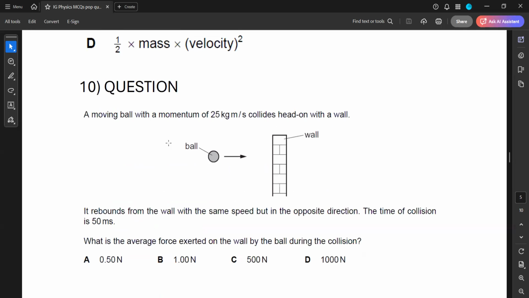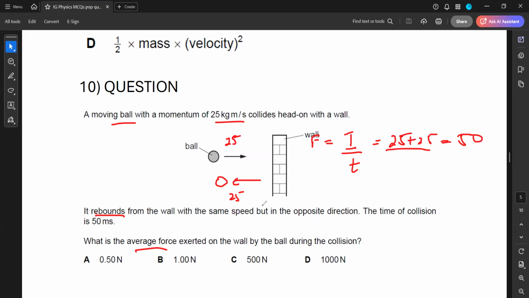Question 10. Look, in this question, a moving ball with a momentum of 25 collides and it rebounds with the same speed. So if it rebounds with the same speed, it will also have a momentum of 25. If we need the force, it is impulse divided by time. How to get an impulse in this case as the object bounces back? Because it is mentioned that it rebounds, I should add the two momenta. So it will be 25 plus 25, which equals 50.